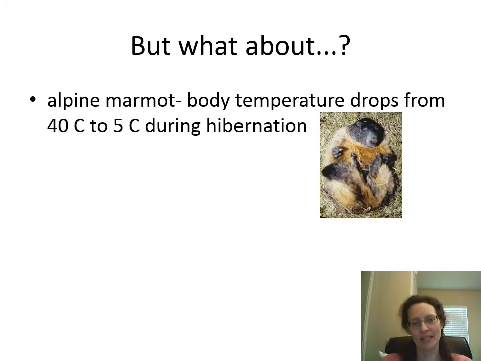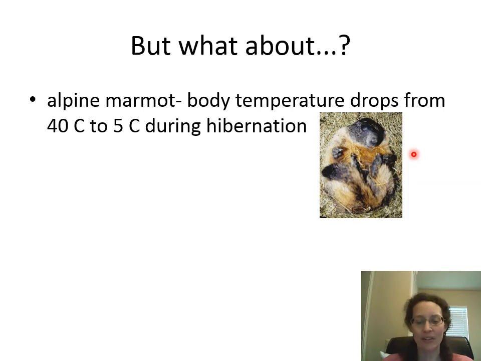Well, it almost makes sense, because there's always an exception. Well, what about this cute little guy here? He's an alpine marmot, and his body temperature will drop from what it is normally during the day, 40 degrees Celsius, that's about 104 degrees Fahrenheit. And during hibernation, it'll drop to 5 degrees Celsius. That's 41 degrees Fahrenheit, 104 to 41. That is not homeothermy at all for a little fuzzy mammal.